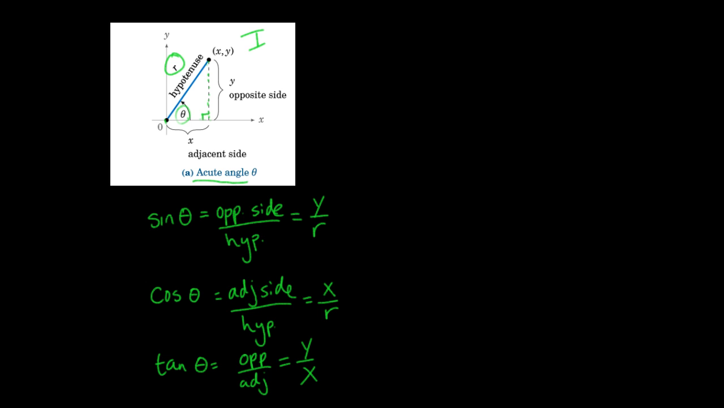And remember that cosecant theta is just the reciprocal, so that's r over y. Secant theta is equal to the reciprocal of cosine theta, so that's r over x, and cotangent theta is equal to the reciprocal of tangent theta, which is x over y. So if you ever get stuck, you can always go and work with an acute angle in the first quadrant and set up your ratios from there.